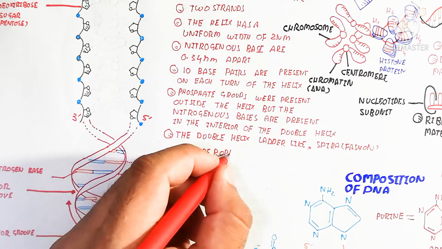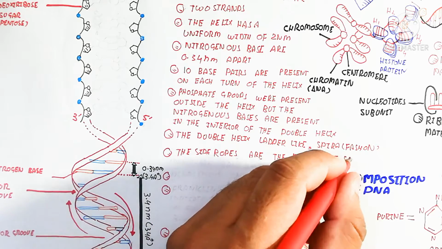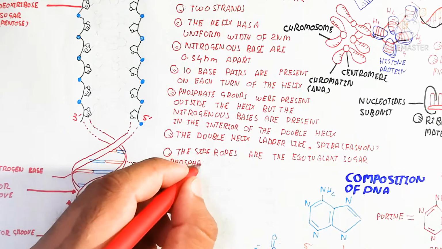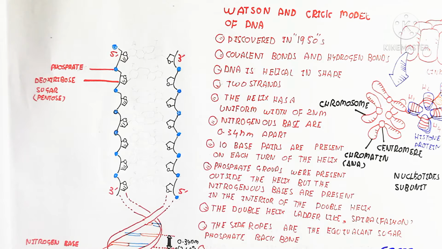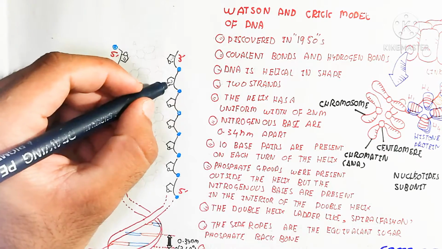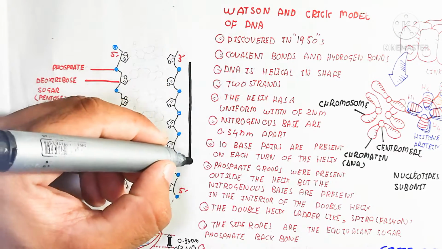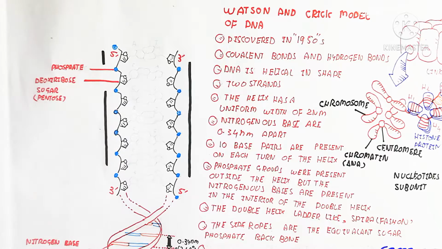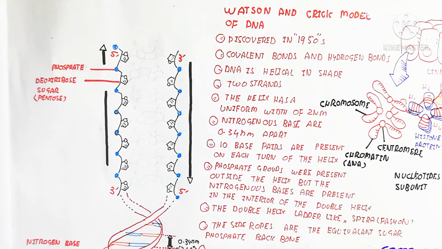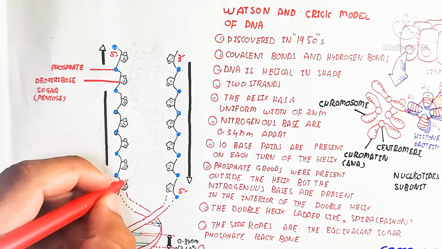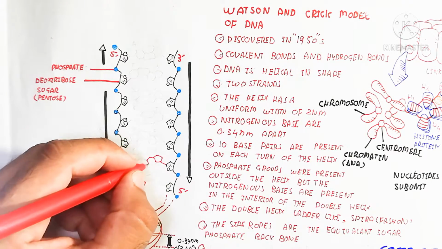The pairing of the nitrogenous bases is complementary. What is the meaning? For example, complement means that if thymine is present, then adenine will occur. It means thymine is attached only to adenine by hydrogen bonding. On the other hand, cytosine is attached with guanine, while adenine and thymine are attached here, and each strand is anti-parallel.